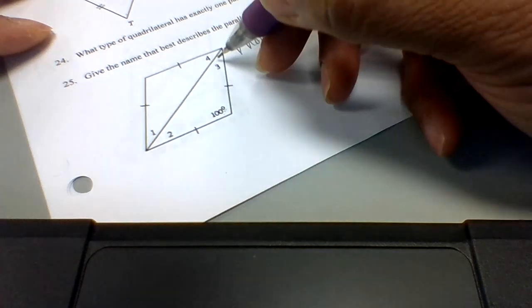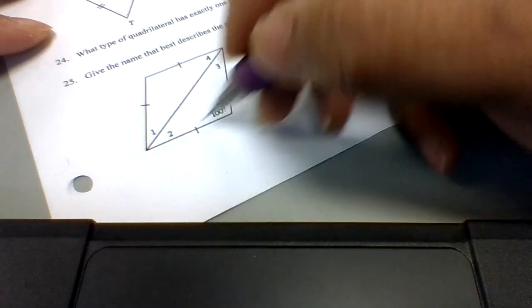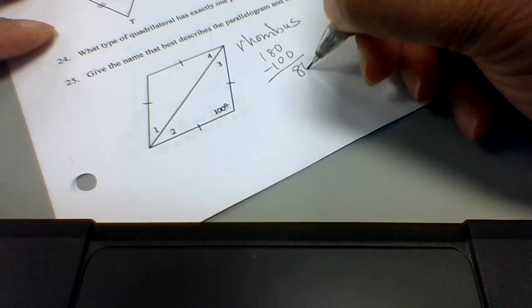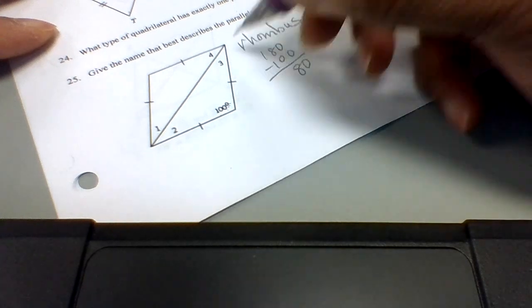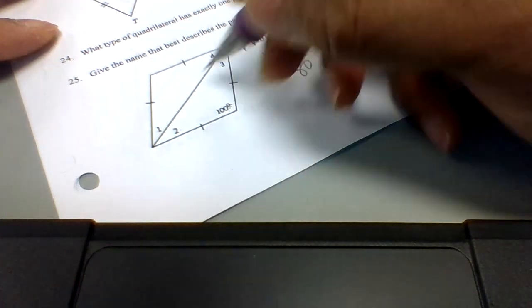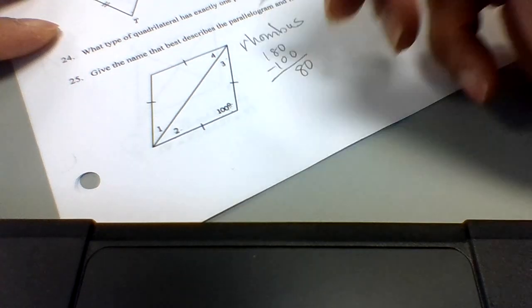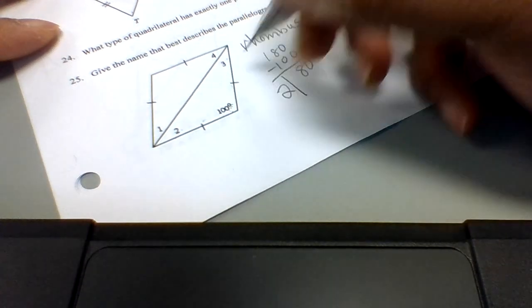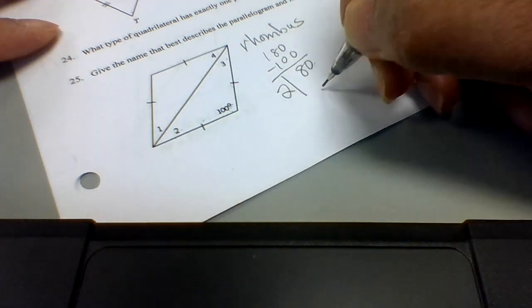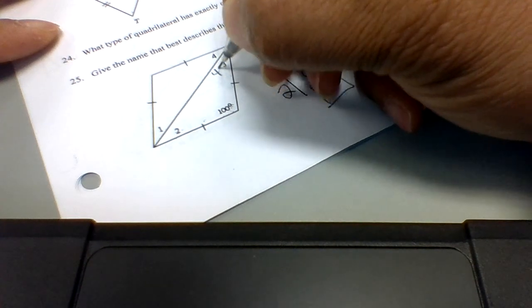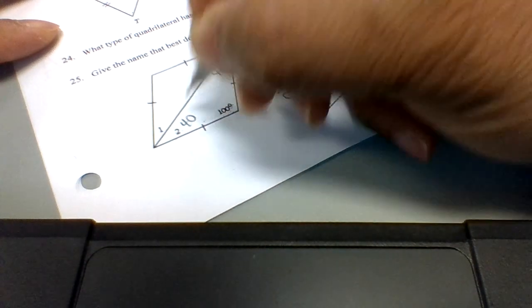This is an isosceles triangle. So this is 100 degrees. So 180 minus 100 is going to leave me with 80 degrees. Now, each one of these angles can't be 80, because if this is 80, that's 160, and that's 100. So I got to divide this by 2 because it's an isosceles triangle. So when I take this and divide it by 2, I get 40. So angle 3 is 40 and angle 2 is 40.